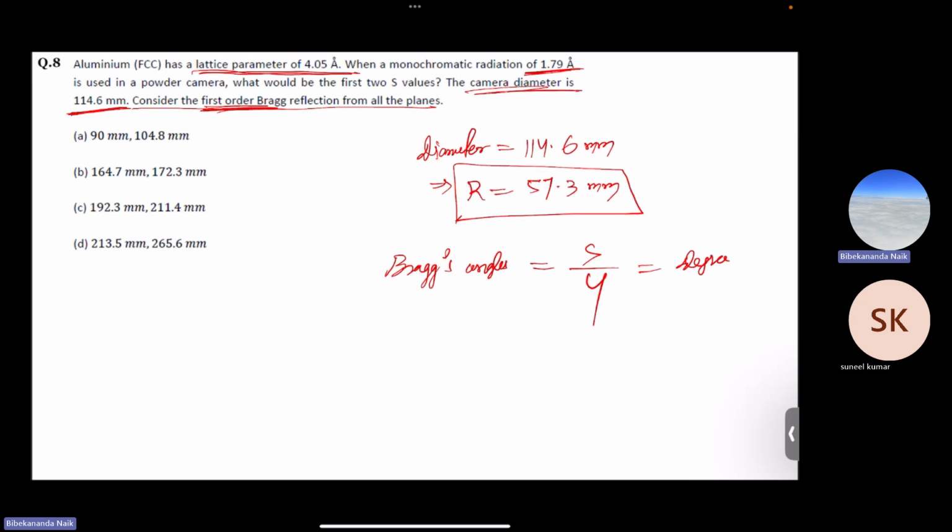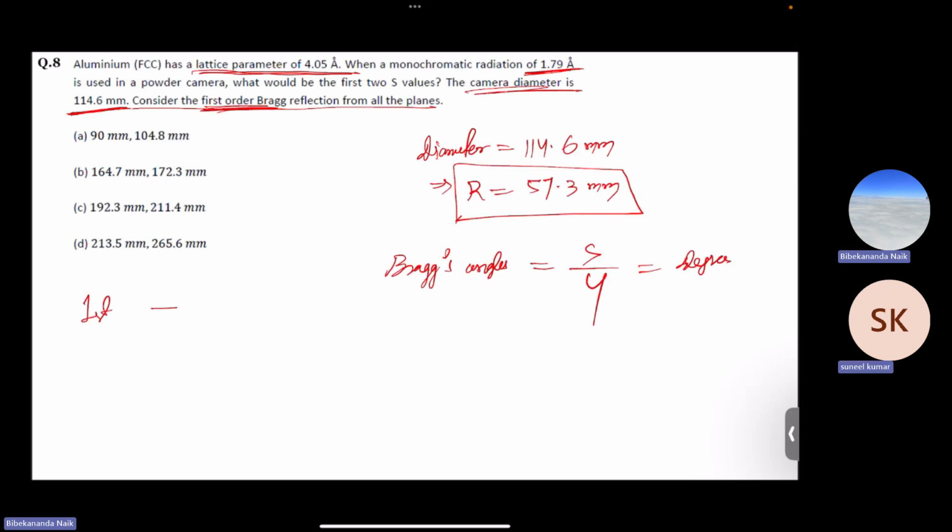we are discussing FCC crystals. So I just told you, in case of FCC, not all planes will give you the diffraction peaks. Only planes having HKL values all even or all odd will give you the X-ray diffraction peaks. So can you tell me what will be the first two planes that will give you the X-ray diffraction peaks, which have all HKL values all even or all odd?